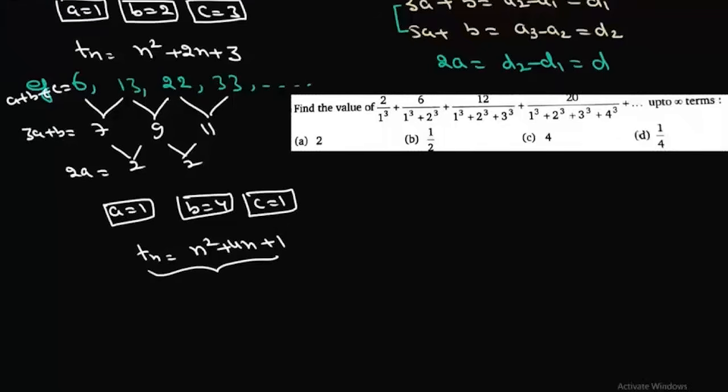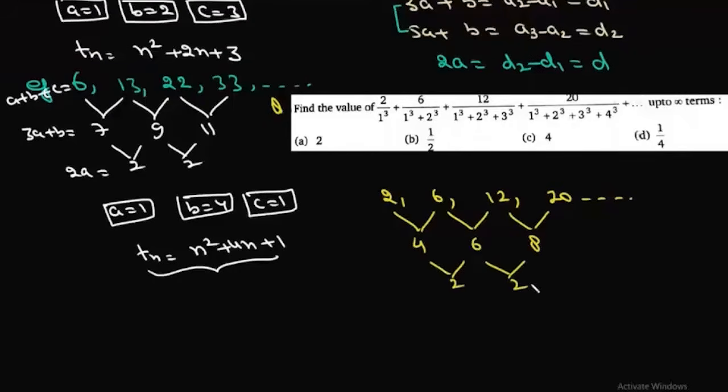Now let us take another question. Here we need to find the sum of the series up to infinite terms. What we'll do is find the sum up to n terms. Now in the numerator, we have this series 2, 6, 12, and 20, and so on. We'll write the differences. 6 minus 2 is 4. 12 minus 6 is 6. 20 minus 12 is 8. Now this is 2 and this is 2.